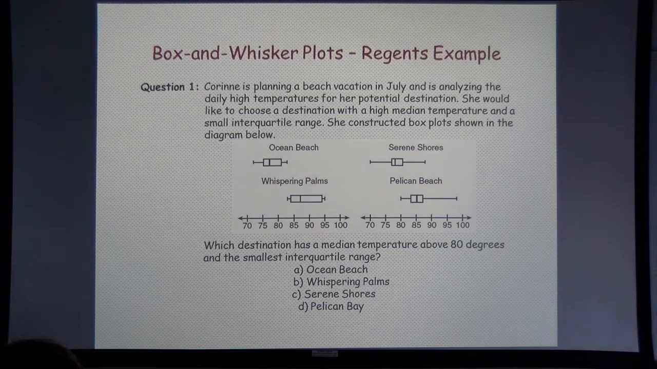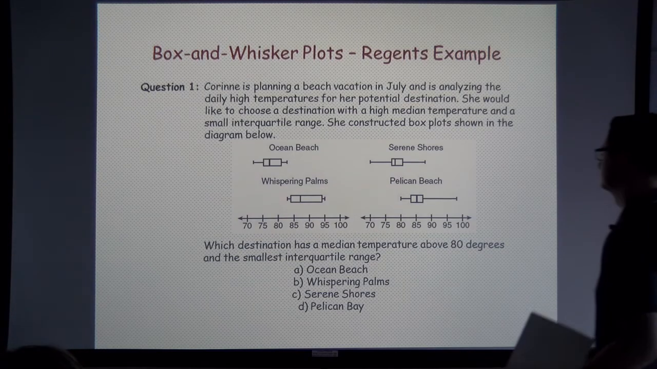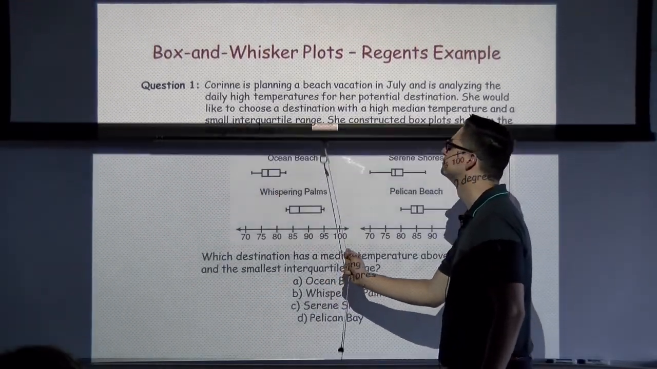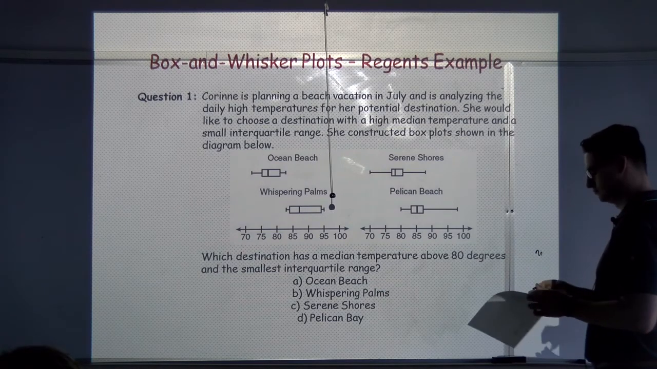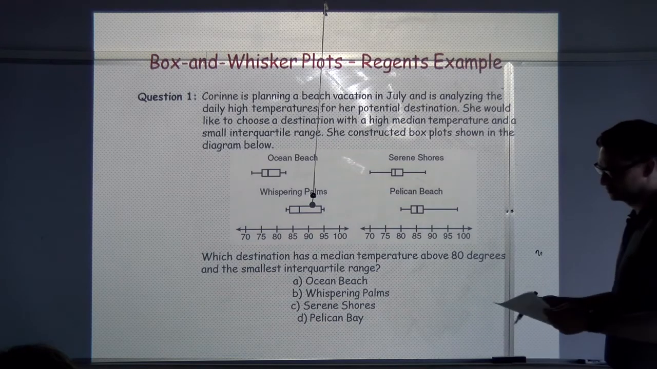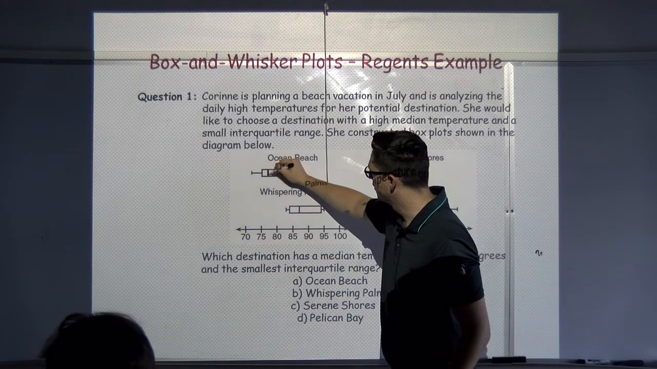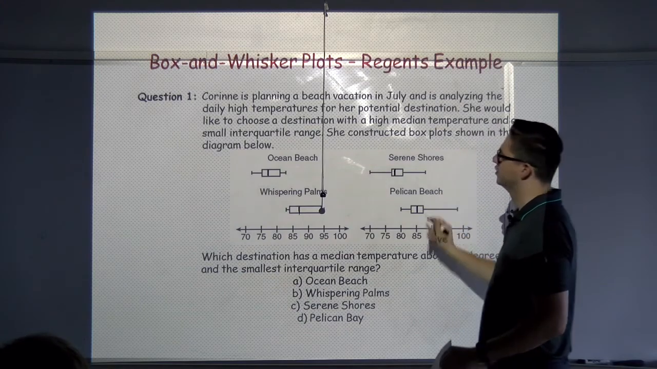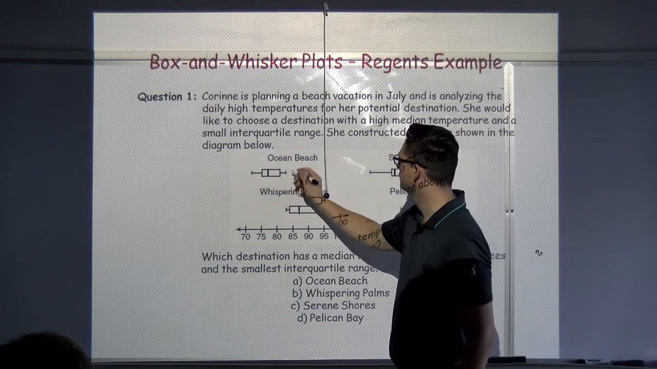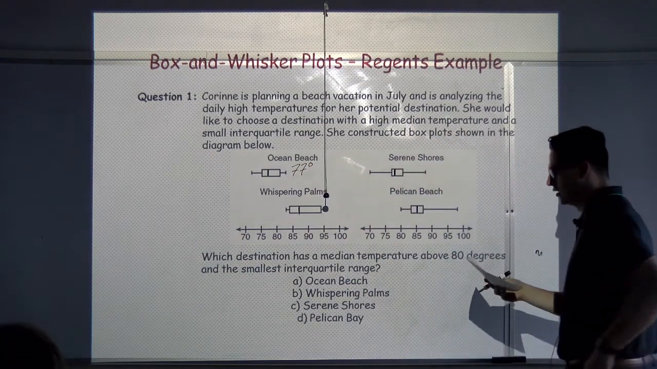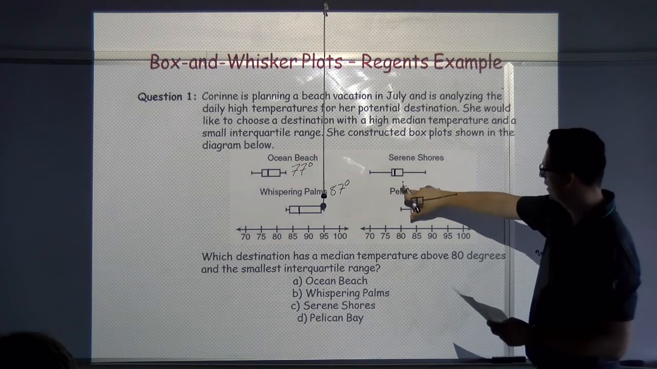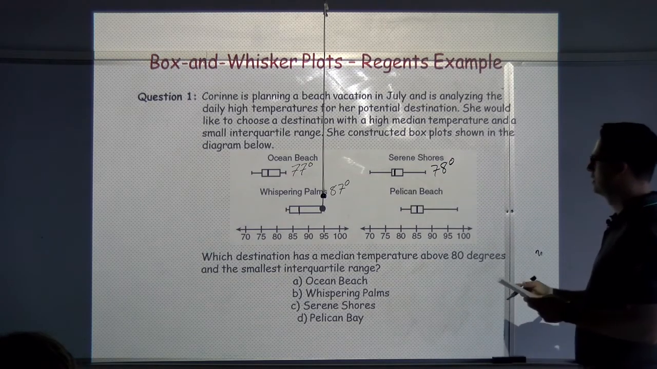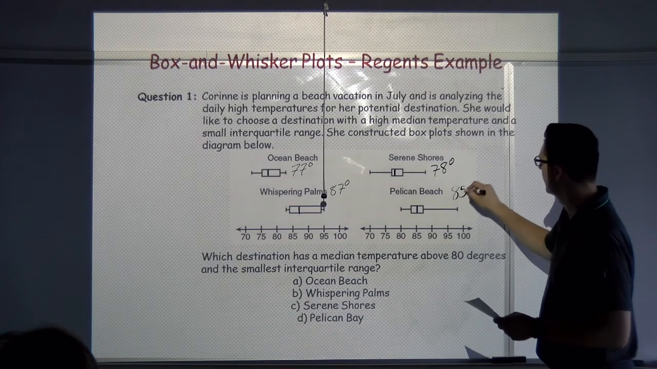Okay, so let's look at these box and whisker plots. Let's see which would have the best. If we're following the median temperatures, we're looking for our middle line in our box. That's what our median temperature is going to be. Our Ocean Beach has a median temperature of about 77 degrees. For Whispering Palms it has 87 degrees. For the Serene Shores, we follow it down, we're right about 78. And for Pelican Beach, it's right at 85.